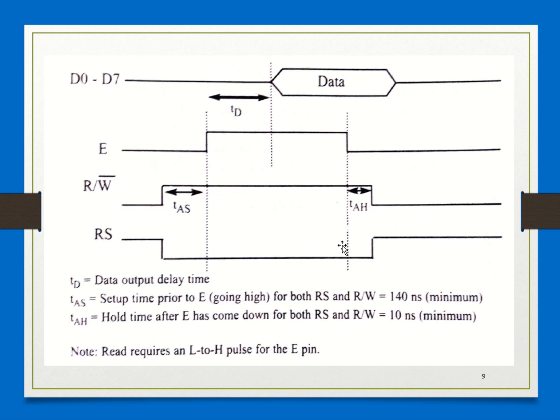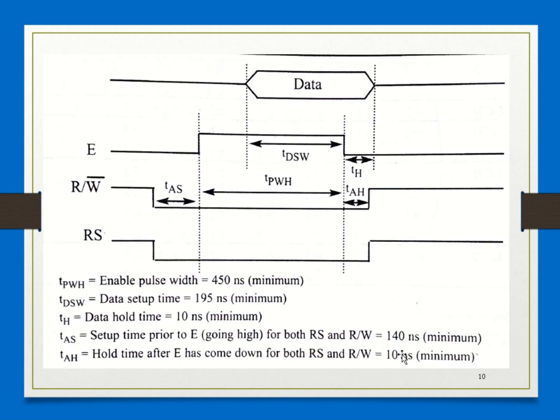And look at the timings there. Once RS is equal to 0 and R/W is 1, after that you give a low to high pulse on the E line. Only then, after this TD delay, the data output delay time, will the data come on the D0 to D7 lines. There are different timing settings given here. You can just go through them.